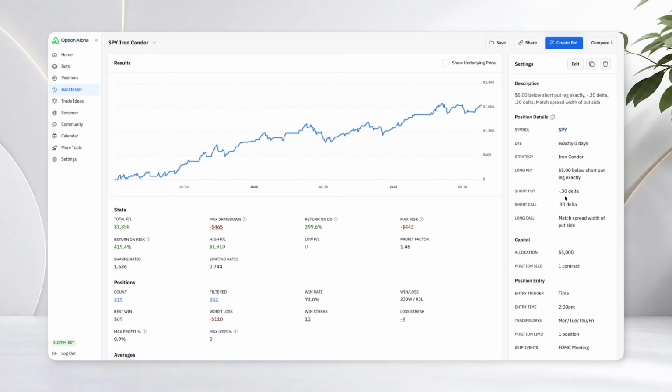This one uses a wider structure, and it is $5 below the short put leg, negative 30 delta on the short put, and a positive 30 on the short call, and the long call side matches the width of the long put side. The strategy produced $1,858, the max drawdown was $465, and the max risk was $443. And the profit factor is 1.46.